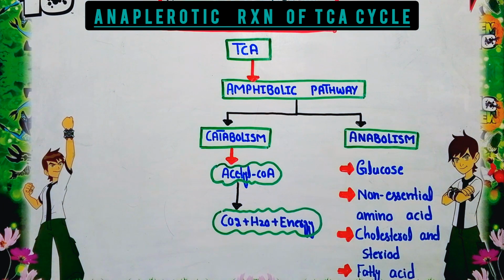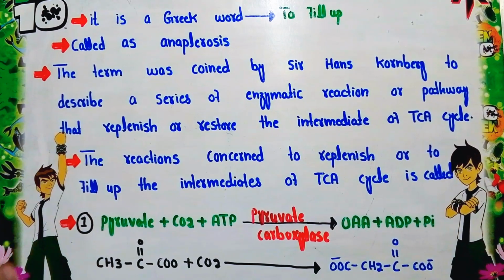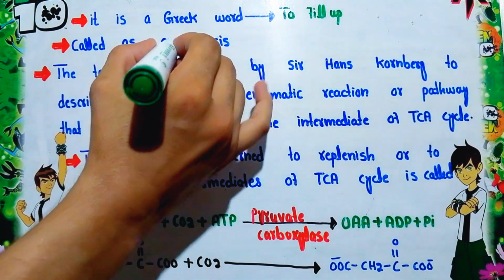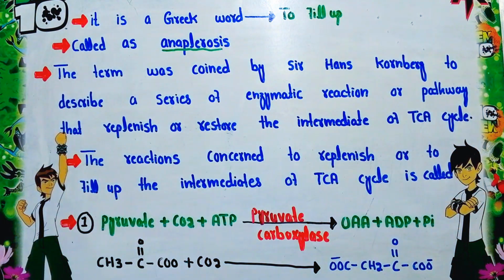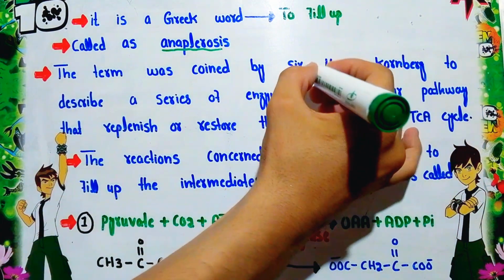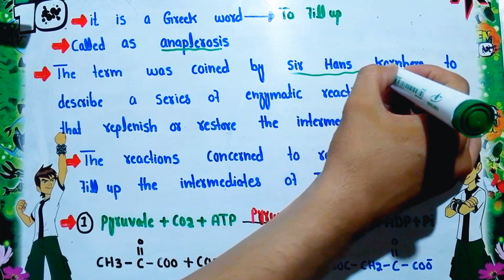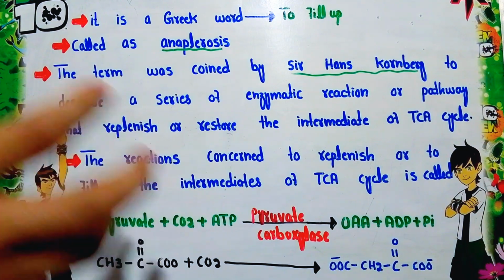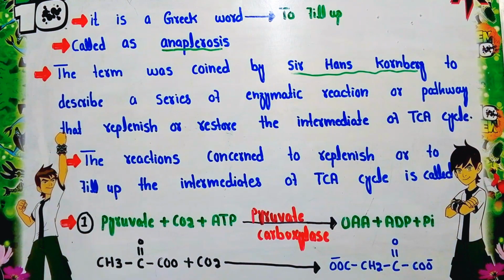Now we will discuss the theory related to the anaplerotic reaction of the TCA cycle. First of all, we will look at the term anaplerotic. Anaplerotic means to fill up, to restore or to replenish. This is the meaning of the term anaplerotic. This anaplerotic reaction is also called anaplerosis. The term anaplerosis was for the first time coined by Sir Hans Kornberg. He used this term to describe a series of enzymatic reactions or pathways responsible for replenishing or restoring the intermediates of the TCA cycle.